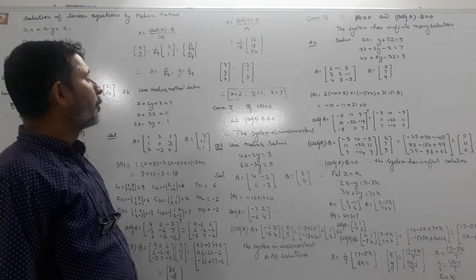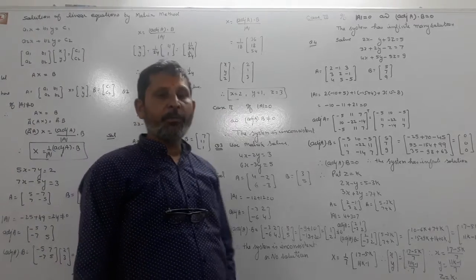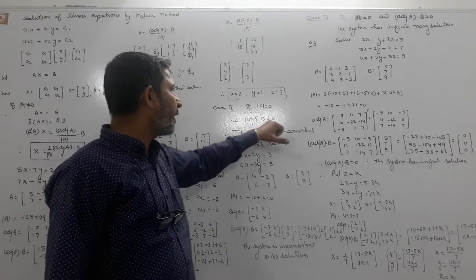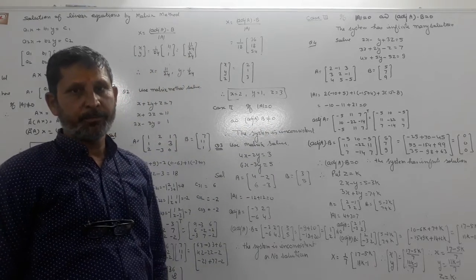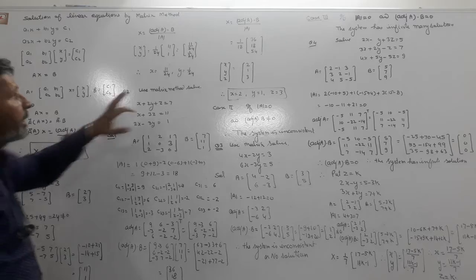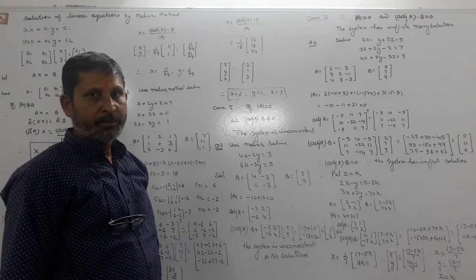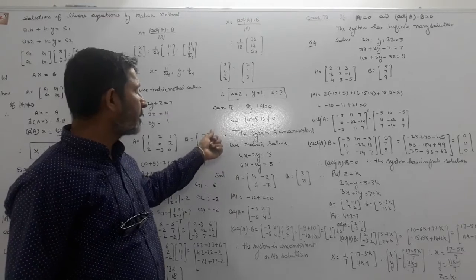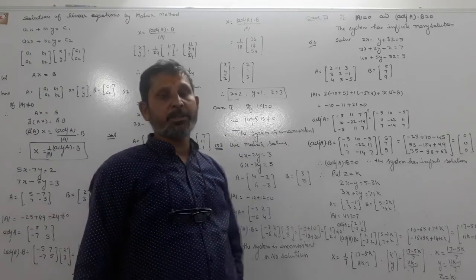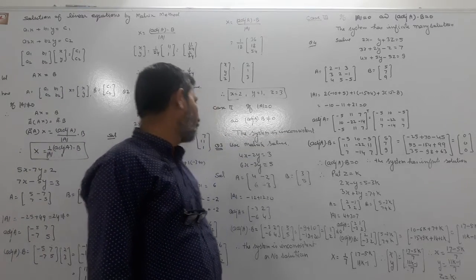Case 2. If the determinant of A is 0 but the adjoint of A into B is not equal to 0. In this case, if we get the determinant as 0, then something upon 0 is not defined, that is infinity. The system is inconsistent, or has no solution.